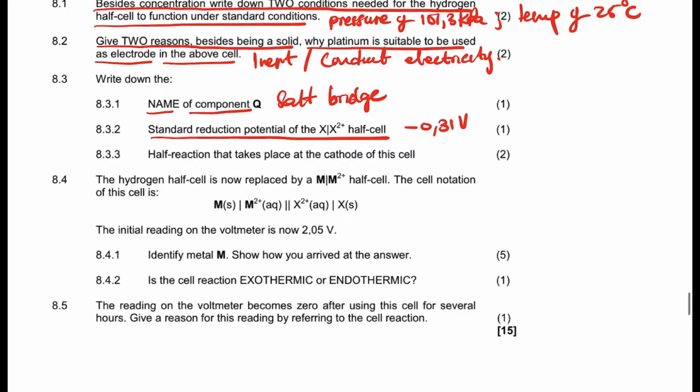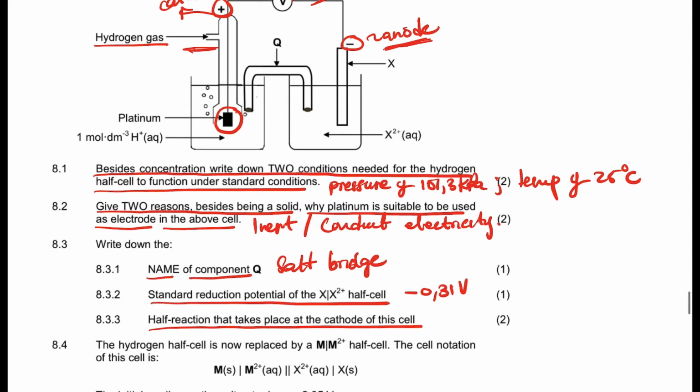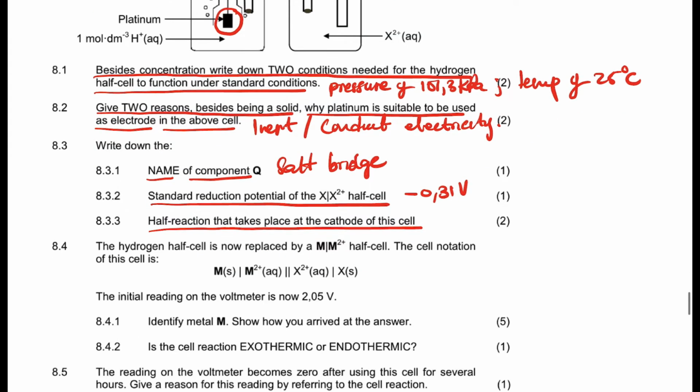It says write down the half cell reaction that takes place at the cathode. It's the hydrogen. Hydrogen there is what is reduced. So it's going to be 2H+ plus 2 electrons gives you the hydrogen gas. That's what you write. You get it from the table as well.